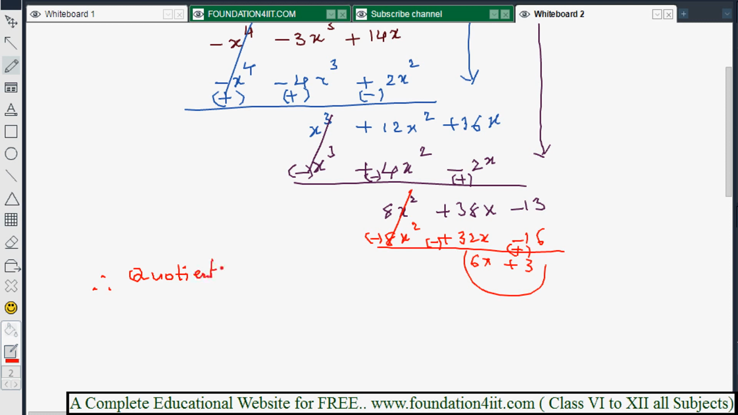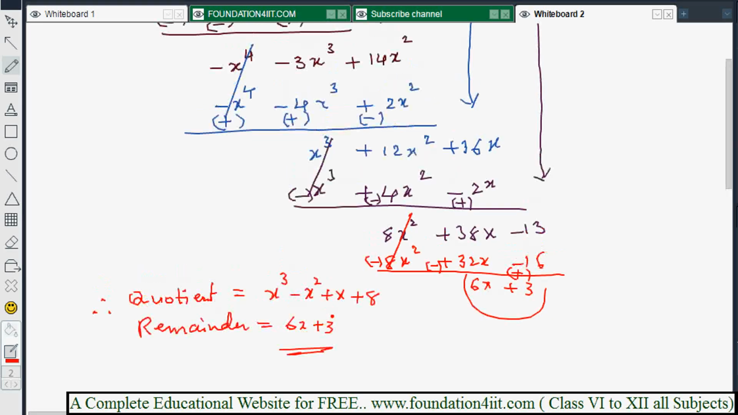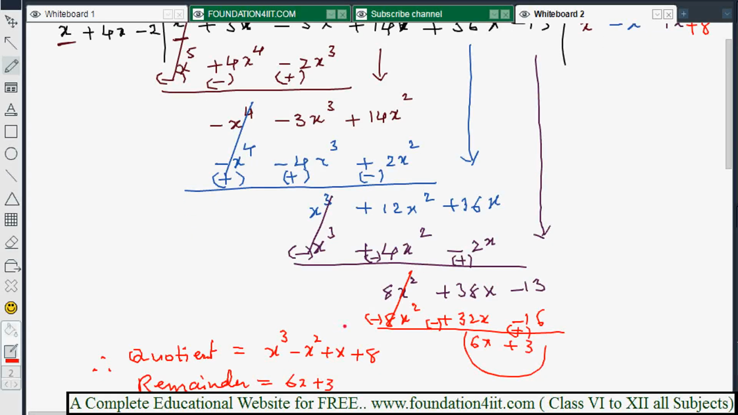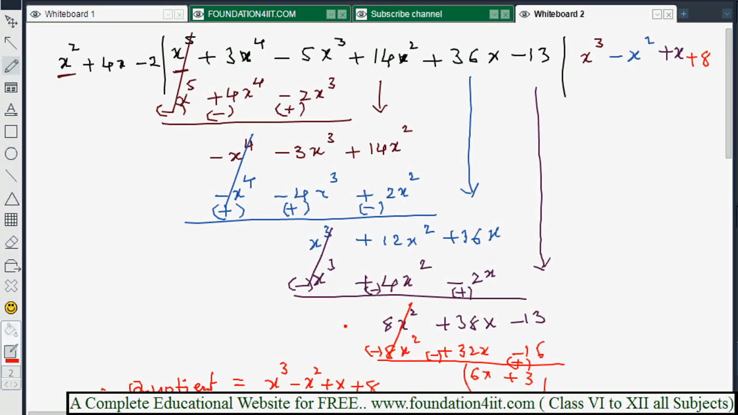So the quotient is x cube minus x square plus x plus 8, what we got, and the remainder here is 6x plus 3, that's it. If they ask only for the quotient, the remainder will be 0. Here the remainder is also 6x plus 3. Fine, so this is the way we can solve.